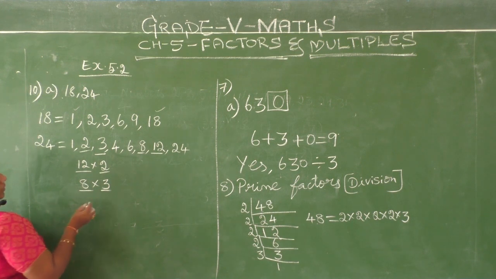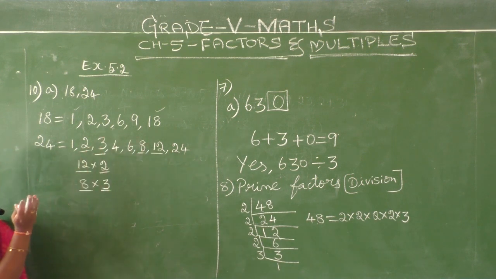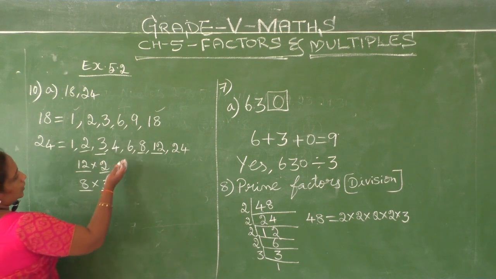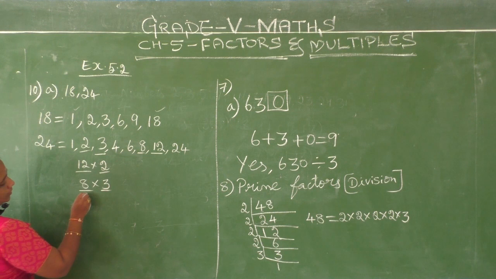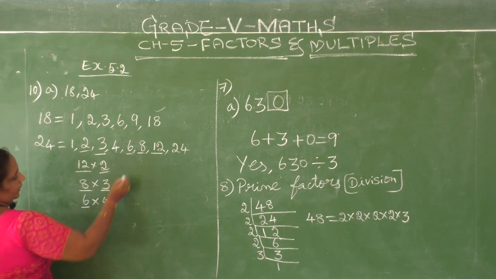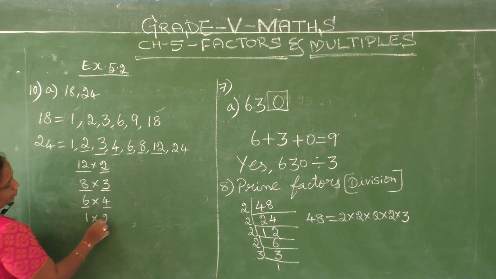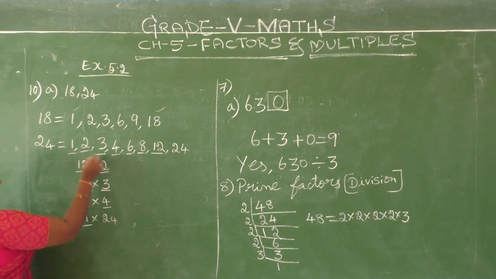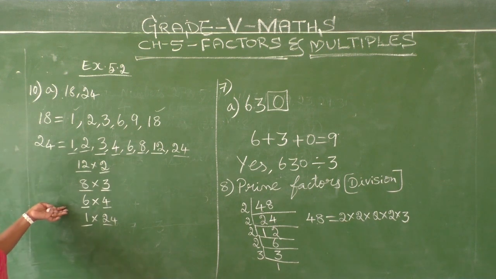If you don't know how to write like that, you can use this method. I know the tables well, that's why I write directly. But if you don't know, you can use this method. Then the 4th table means six 4s are 24. 6 is also a factor, 4 is also a factor. Then which is pending? The 24th table, one 24 is 24. See, 1 and 24. Likewise you can find out the factors.